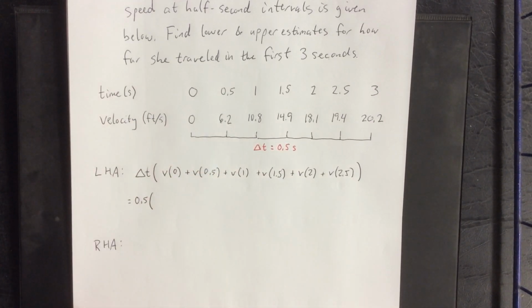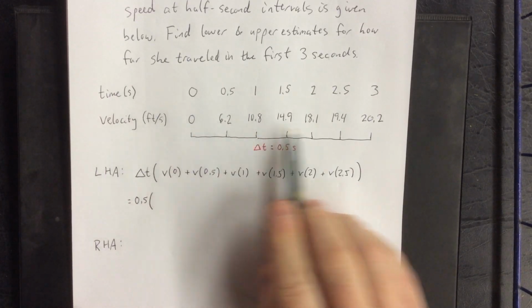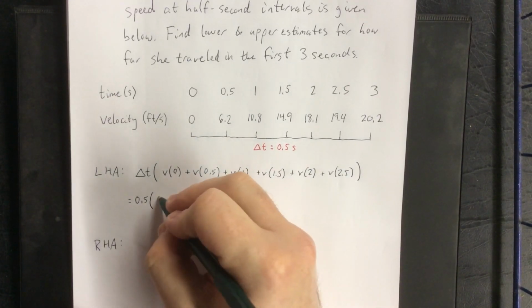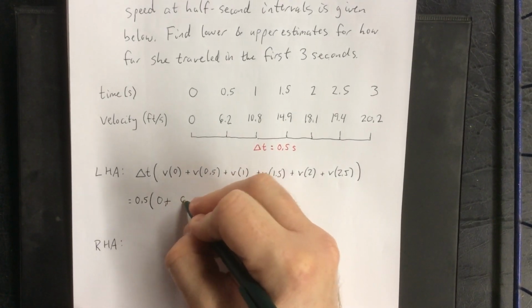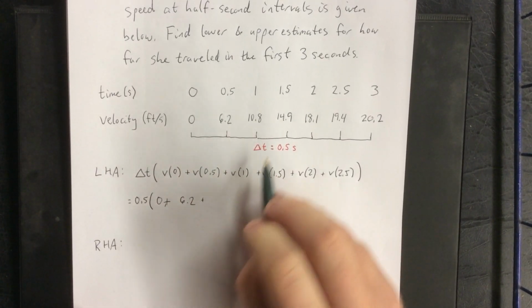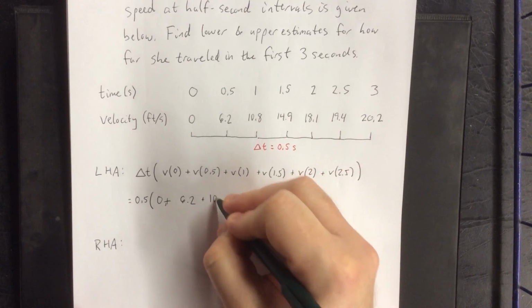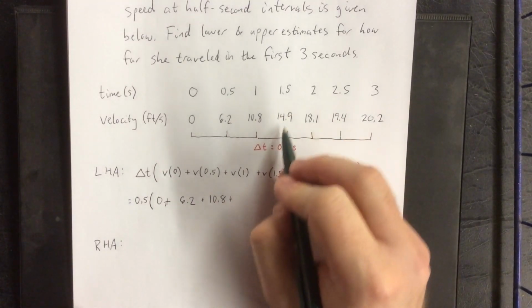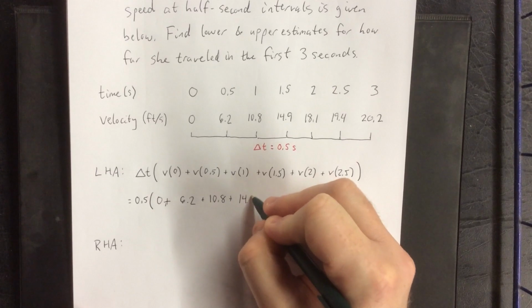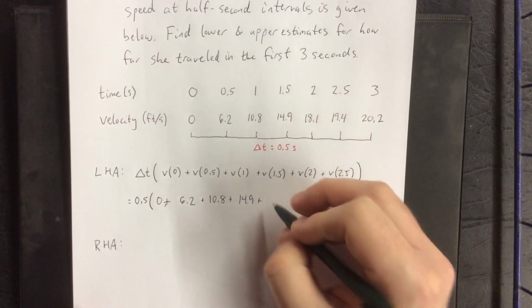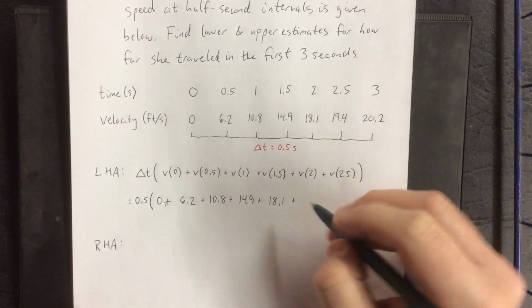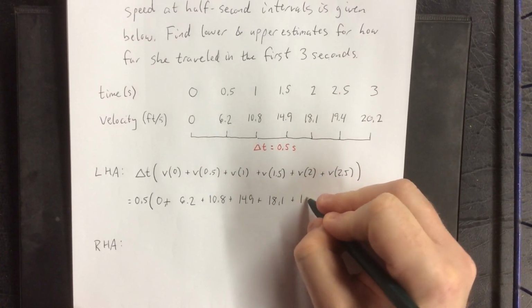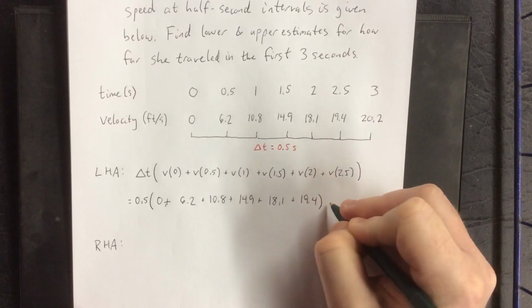The only multiplication that takes place is the multiplication of the delta t that takes place out here. So the velocities, according to this table, would be 0, 0.5, so that'd be 6.2. The velocity at 1 is 10.8. The velocity at 1.5 is 14.9. The velocity at 2 is 18.1. And for the last time interval, again, left endpoint, that'll be 19.4.